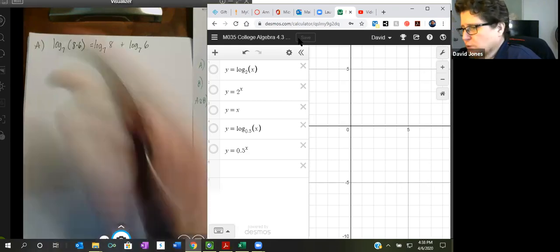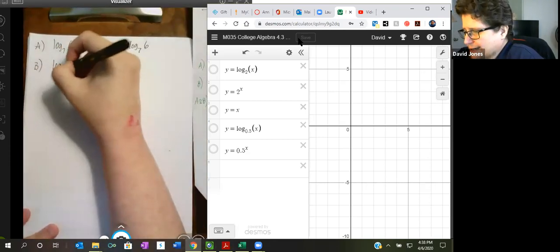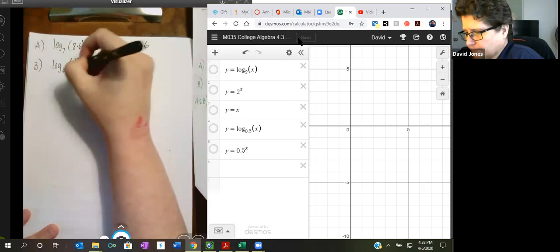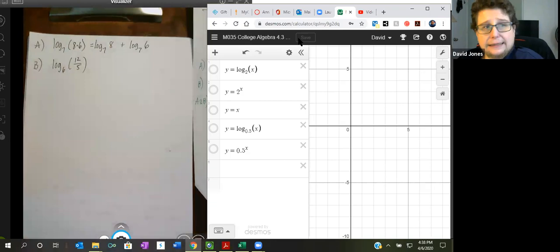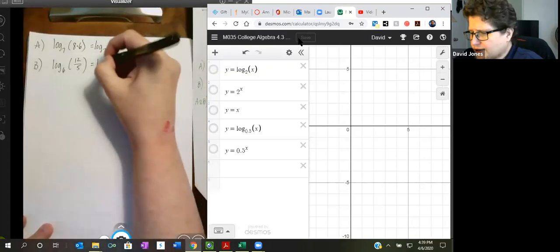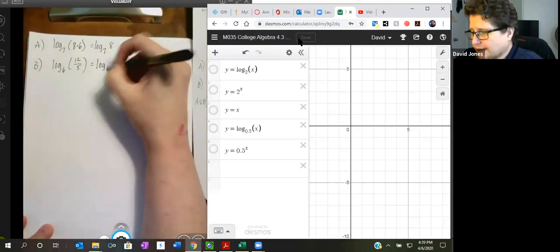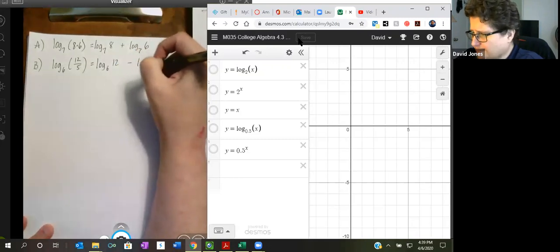Okay, next one. Log base 6 of 12 over 5. Why don't you guys take a second and rewrite that as 2 separate logs. Okay. Division led to subtraction on the outside. We got log base 6 of 12 minus log base 6 of 5.